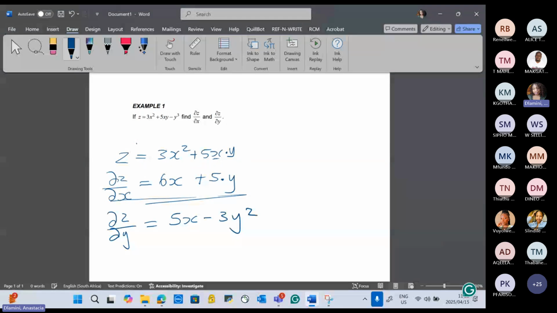So that means I can go and find the second order partial derivative of z with respect to x and also with respect to y. Here I'll have two second order derivatives. Even here, with respect to x or with respect to y, it means I also have two second order derivatives. So let's go and see.